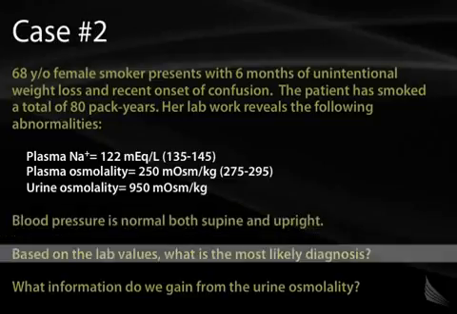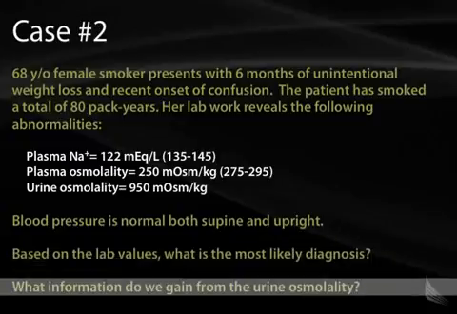Questions are, based on the lab values, what is the most likely diagnosis, and what information do we gain from the urine osmolality? Once again, walking through this systematically, approach to the hyponatremia, we first determine the osmolar state. We again have a measured plasma osmolality, which suggests this is a true hypoosmolar state. The next is the determination of the patient's volume status. Based on the blood pressure being normal both supine and upright, this suggests that their effective circulating volume is normal. Thus, this fits in the category of euvolemic hyponatremia.